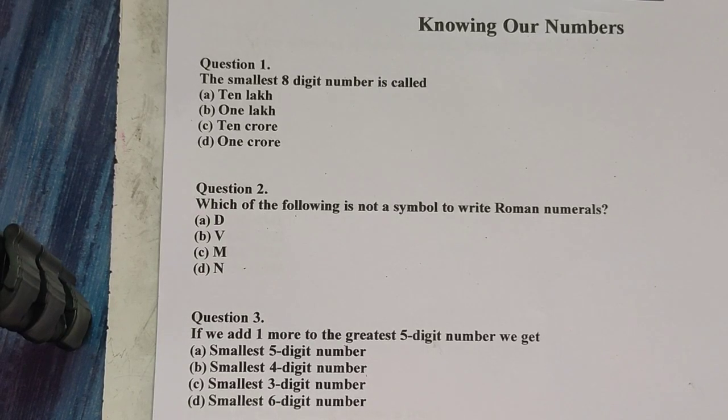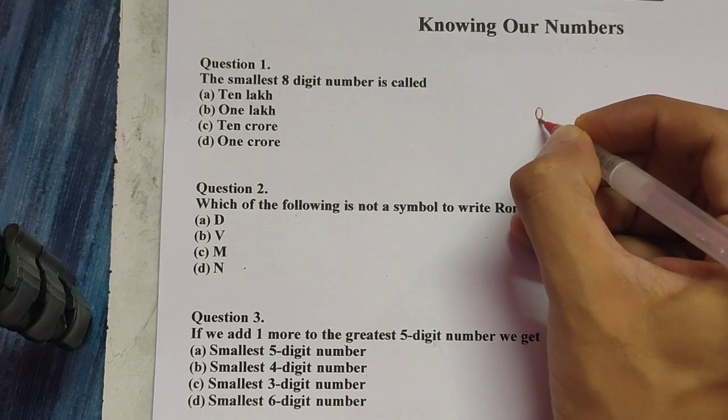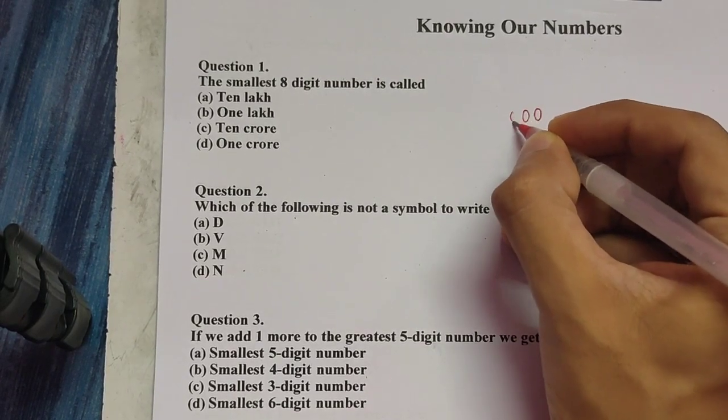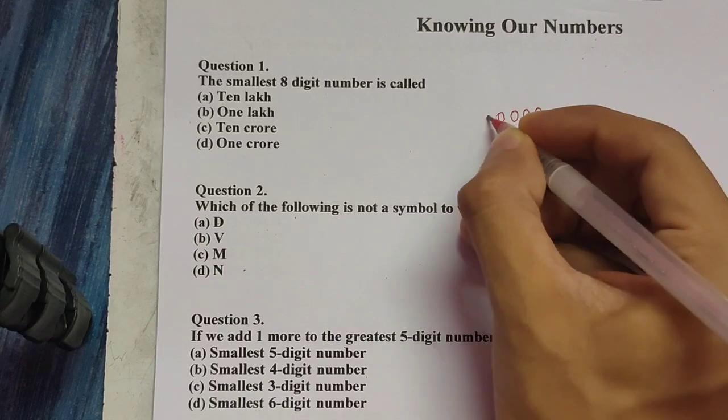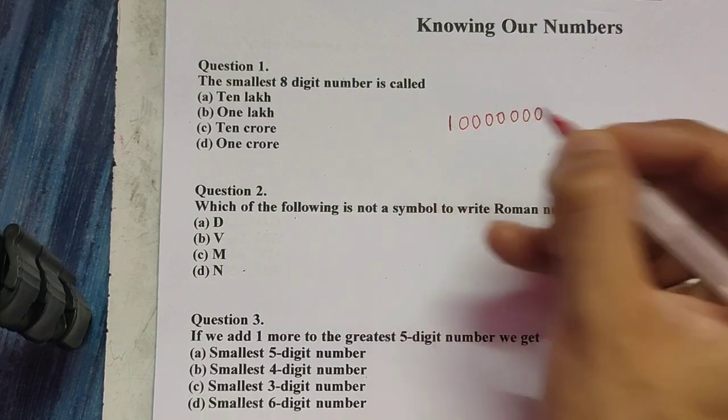Question number 1: the smallest 8-digit number is called. When it comes to the smallest 8-digit number, we know that in the number series, the smallest number is 0. Here the smallest 8-digit number is asked, but if we put 8 zeros, it doesn't make any sense. So what we will do is put 7 zeros first, and at the starting, after 7 zeros, we will put a 1.